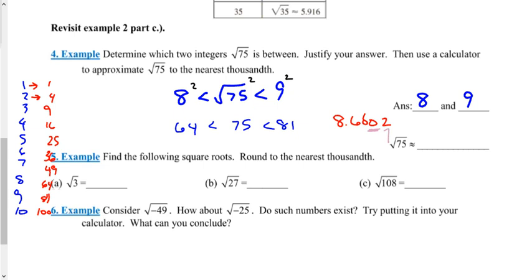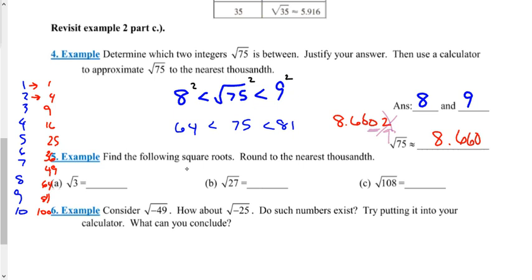I've got to look at this one. I notice this 2 is very small. Because that's less than 5, it just gets chopped off. And so my answer to this then will be 8.660. That is what this would be rounded to the nearest thousandth.